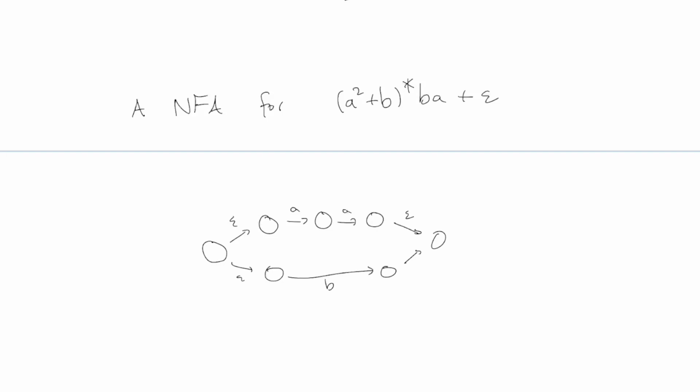And then if I want that inside of a star, I make the burger around it, which goes back this way and this way, right? So what I've got so far is A squared plus B star. And now I want that to be followed by BA, which is easy enough. I can just go BA like this. And it's all of this stuff or epsilon.